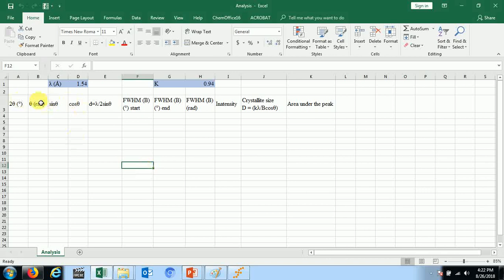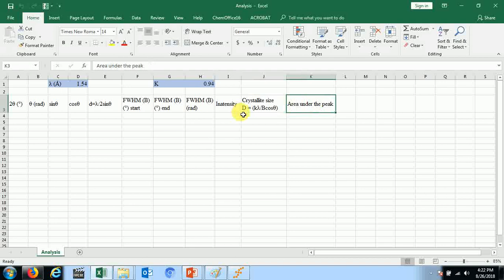I've already written some of the points over here which I have to calculate. From 2 theta angle, we have to calculate the theta value in radian, then sin theta, cos theta. From sin theta and cos theta, we can calculate d-spacing if we have the value of lambda. So for this sample, lambda is 1.54 angstrom because copper K alpha was used.